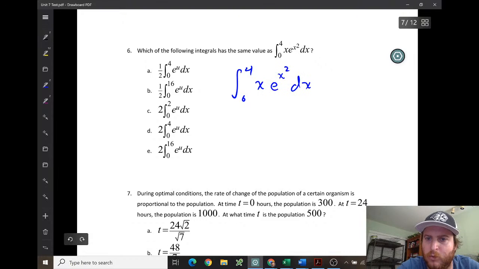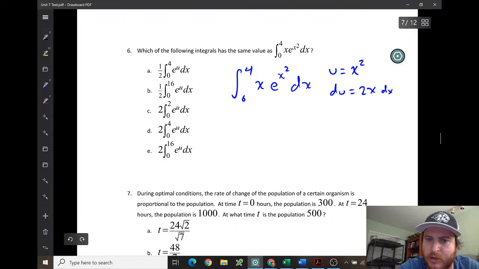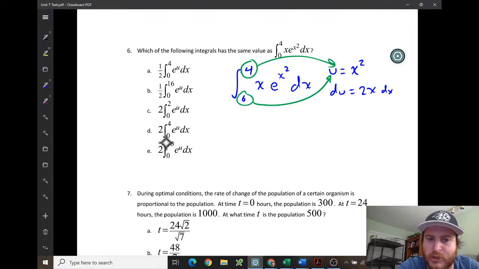We're going to make our u whatever is the exponent in our exponential, so x squared. We'll make our du 2x dx. Immediately, what we should look at first is our endpoints. We always want to plug in our endpoints on this question, because they're asking what was the proper u sub. So our endpoints are going to become the integral from 0 to 16.